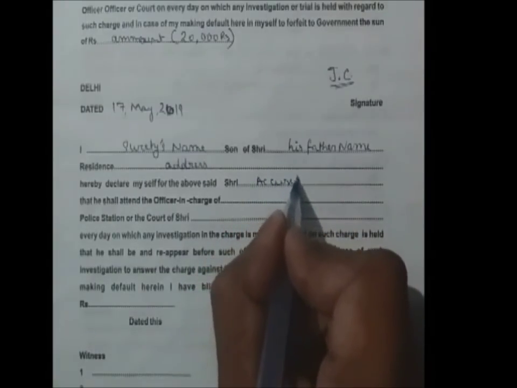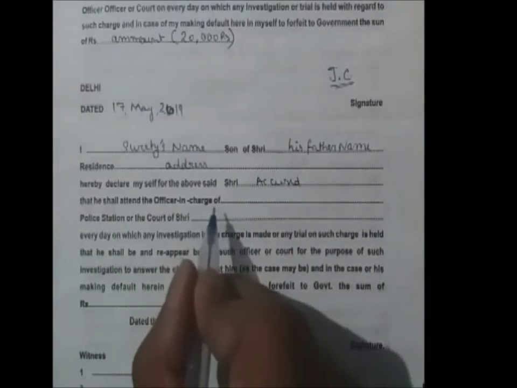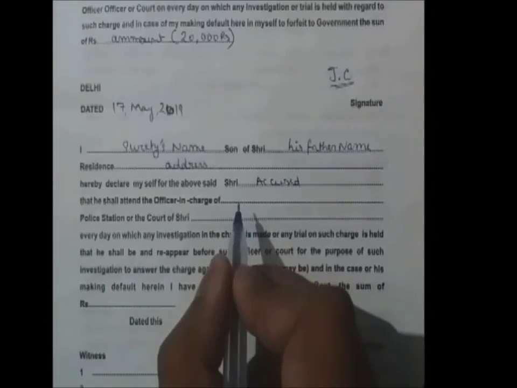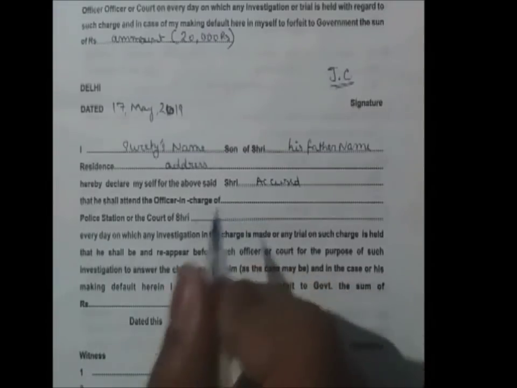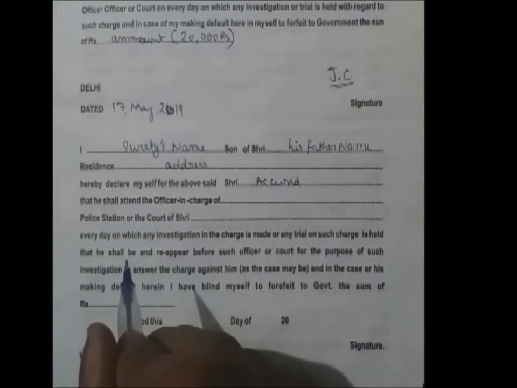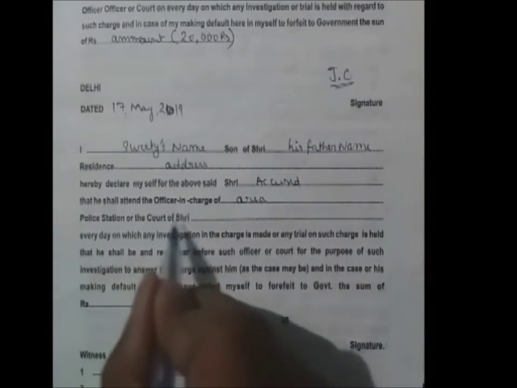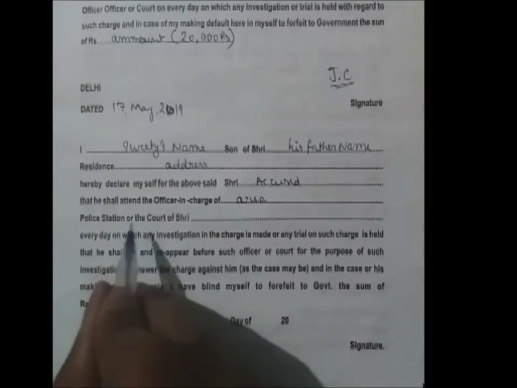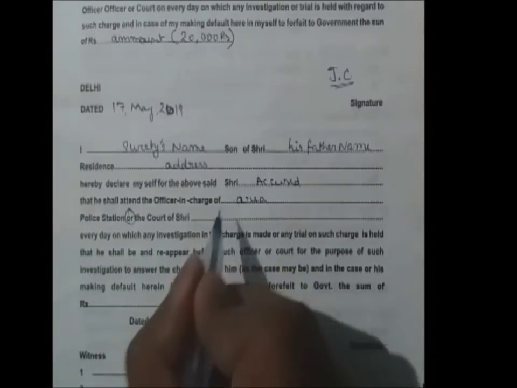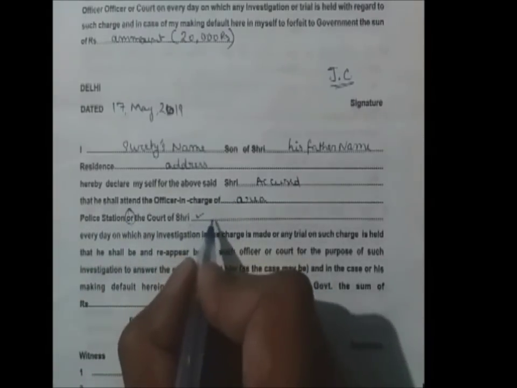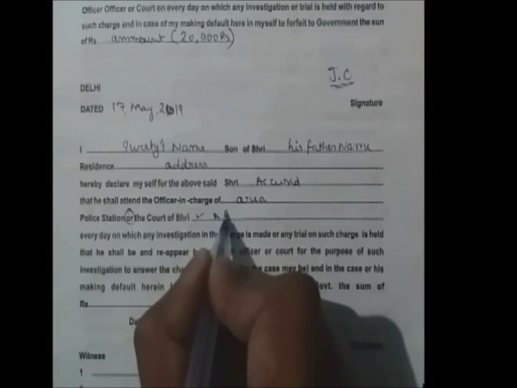And then we have to mention on whose behalf the person is a surety. So we have to mention the accused's name. Okay. Then we have to mention the area of the police station or the court in which the bail bond is given.